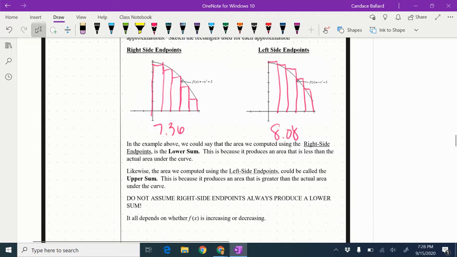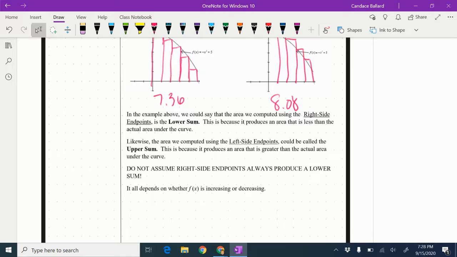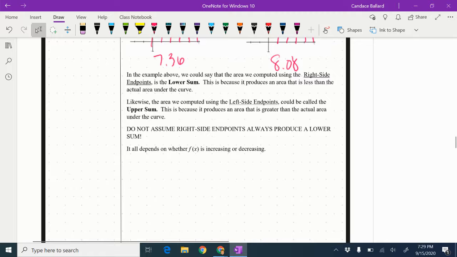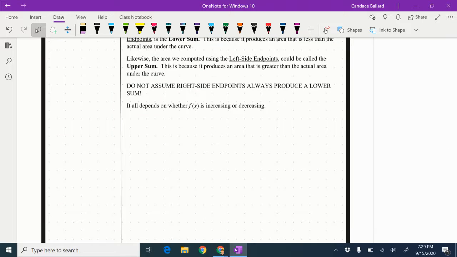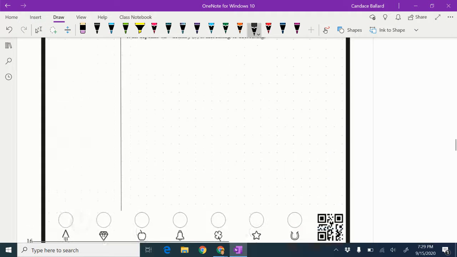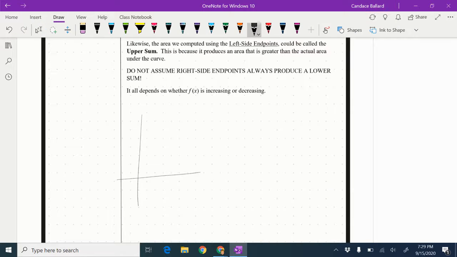So in the example above, we could say that the area we computed using the right side endpoints is the lower sum because it produces the area that is less than the actual area under the curve. Likewise, the area we computed using the left side endpoints could be called the upper sum. This is because it produces an area that is greater than the actual area under the curve. But you don't want to assume that the right endpoints always produce a larger sum. It all depends on whether f is increasing or decreasing. So hopefully you remember this from last year. And I didn't give you really anything here, but we're going to sketch them really fast.